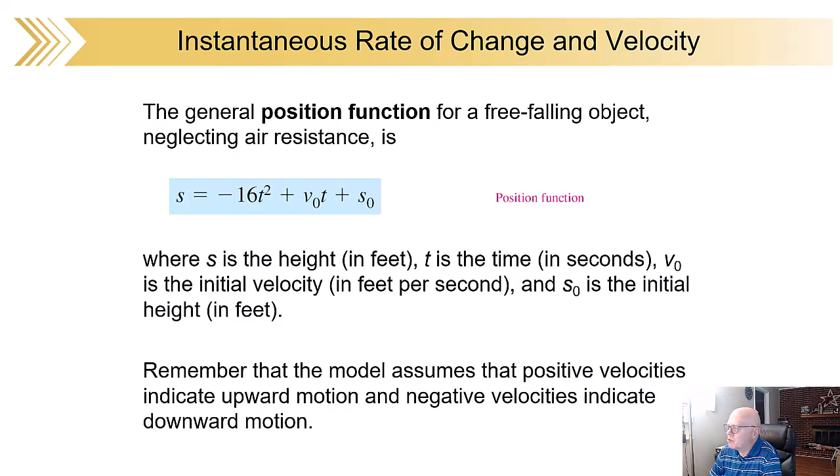Here's the general position function. In fact, I would add just a slight bit here, because this S here would be the final position of whatever that object is. This is the initial position. Where is it when you dropped it? This is how fast it was going when you let go of it, and this represents where it is at a certain time in the future.